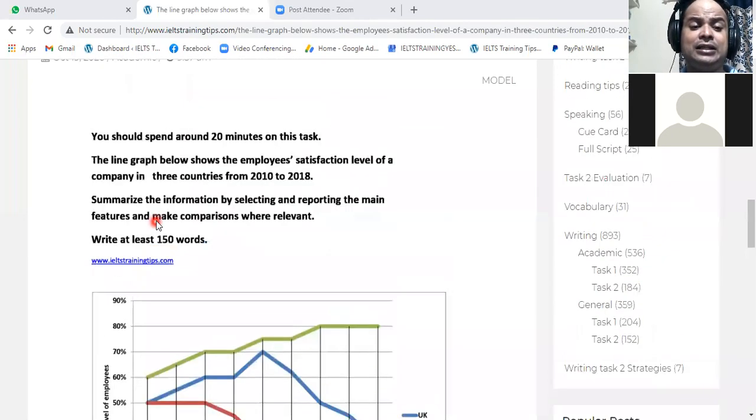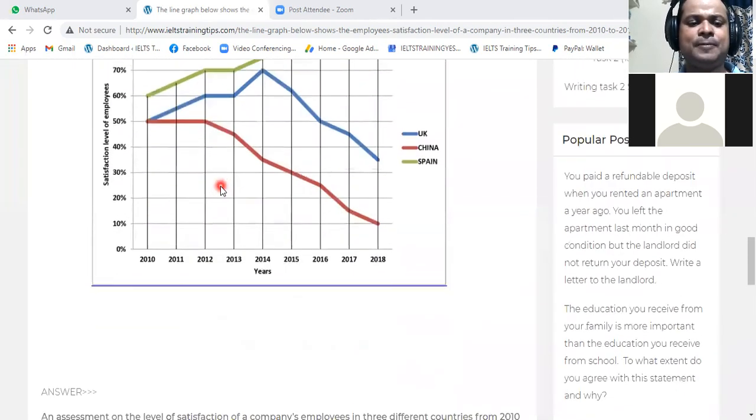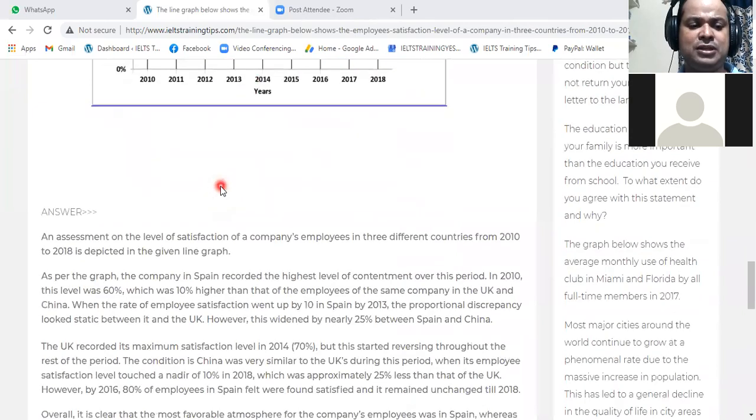So let's see the question again. This is what we need to address. The line graph below shows the employees' satisfaction level of a company in 3 countries from 2010 to 2018. So let's go with the introduction. What is the introduction? The introduction is, what is the picture and what is it about?